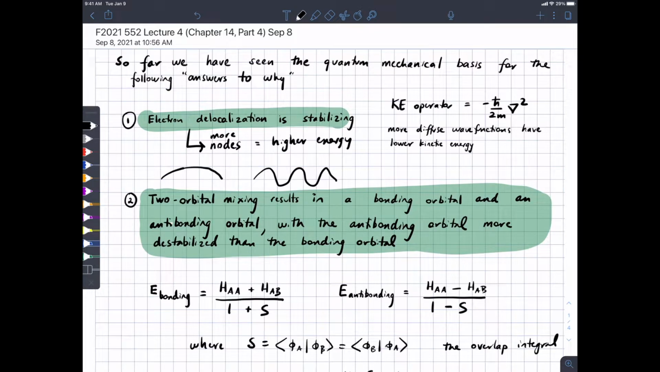We've covered a lot of places so far in Chapter 14. We've learned why electron delocalization is stabilizing by considering the kinetic energy operator. The curvature of a function is related to its kinetic energy for a wave function. So this wave function has a higher second derivative, it's more curved, and so it will have a higher kinetic energy. Therefore, if you have a wave function that spreads out more, it will be stabilizing.